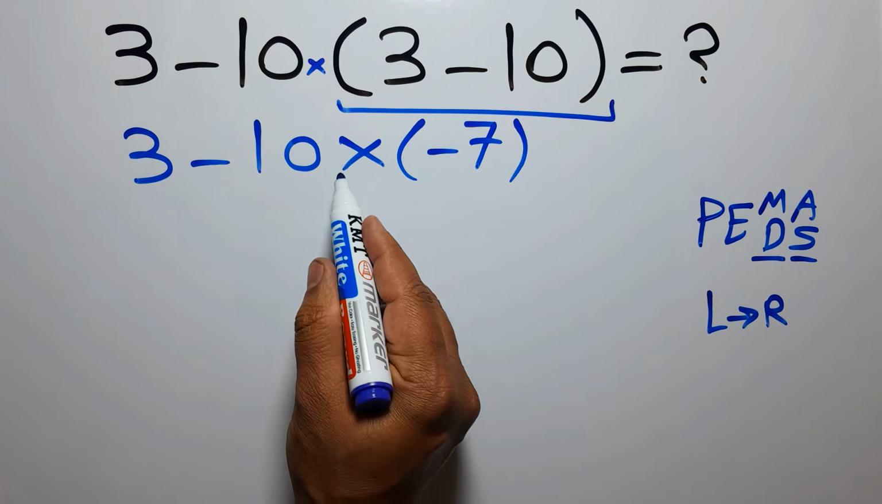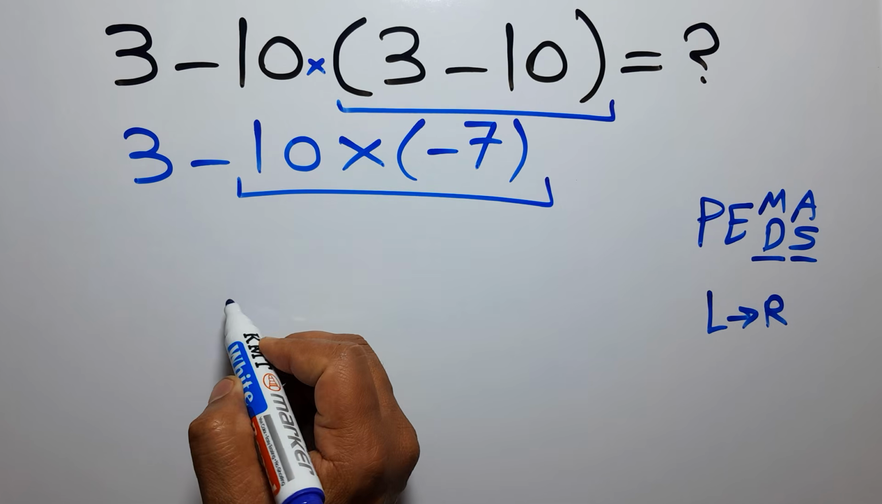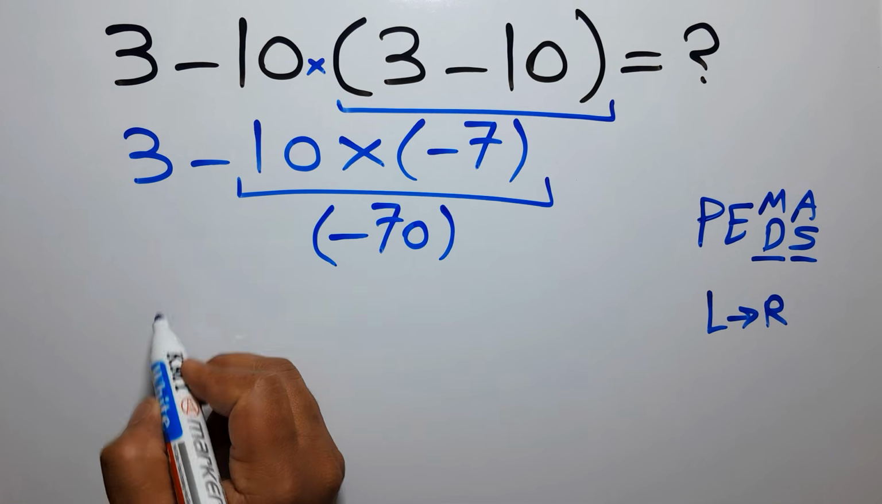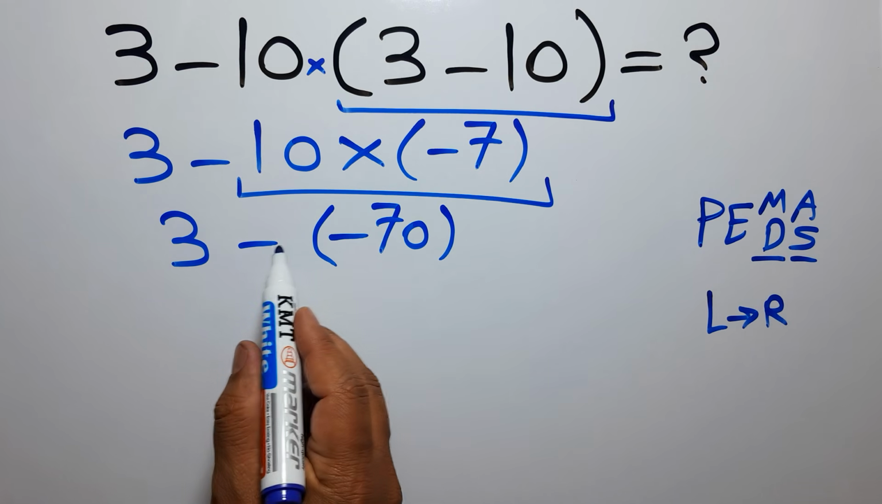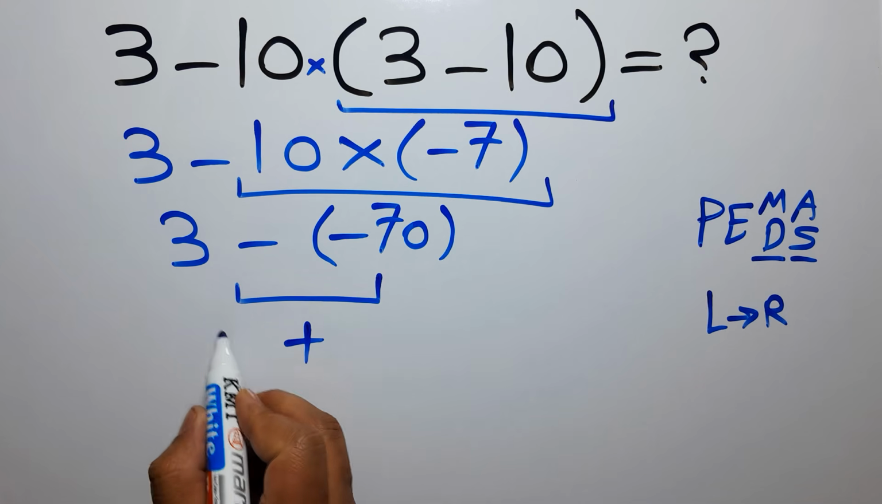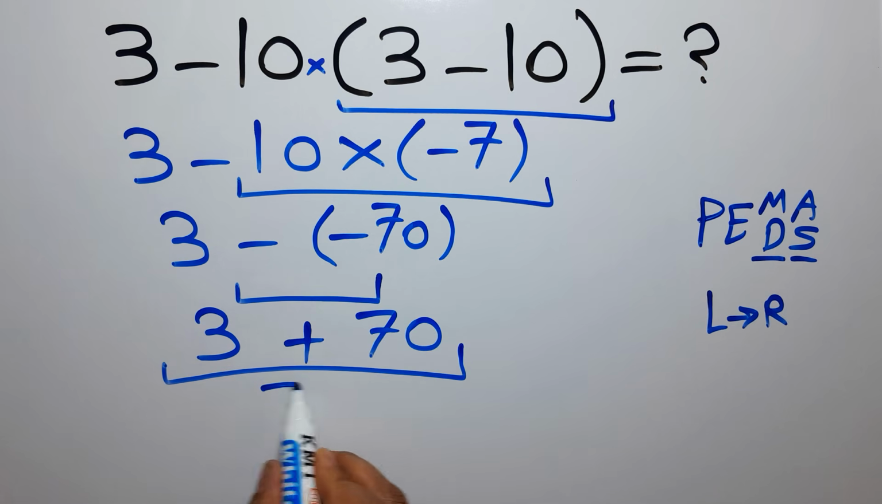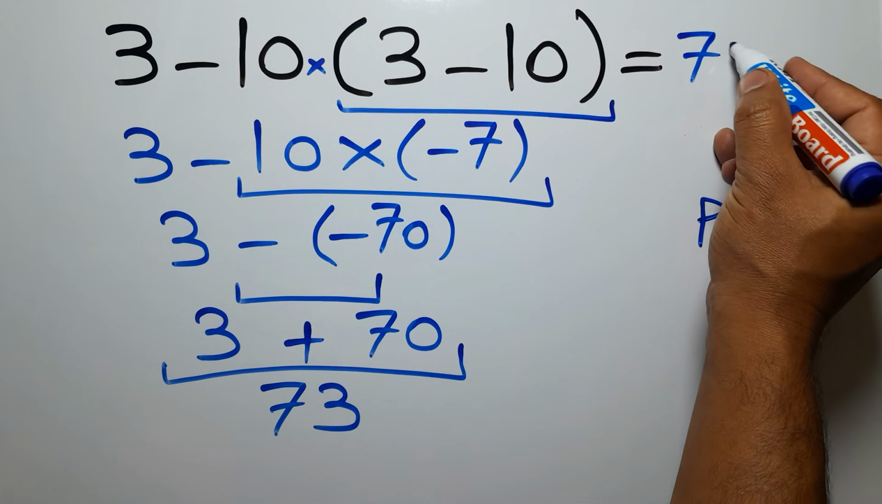So here first we have to do this multiplication, 10 times negative 7, which equals negative 70. So we have 3 minus negative 70. Now, negative times negative gives us positive. So we have 3 plus 70, which equals 73. And this is our final answer to this problem. The correct answer is 73.